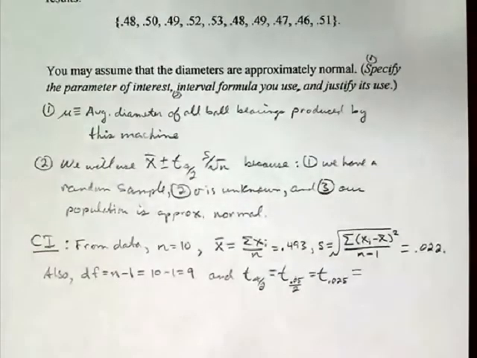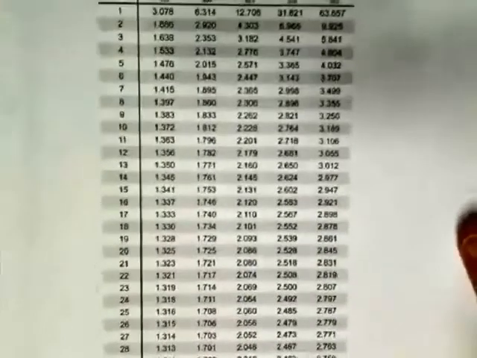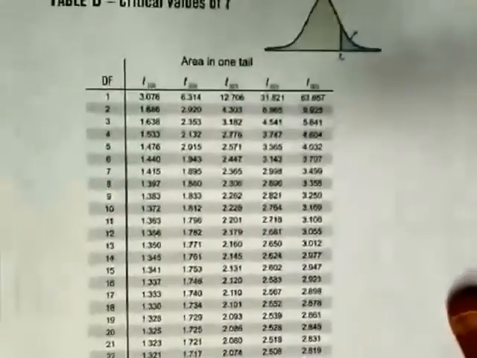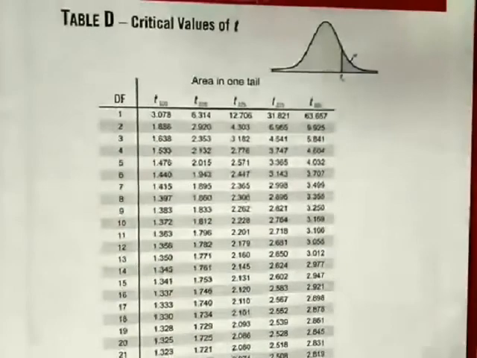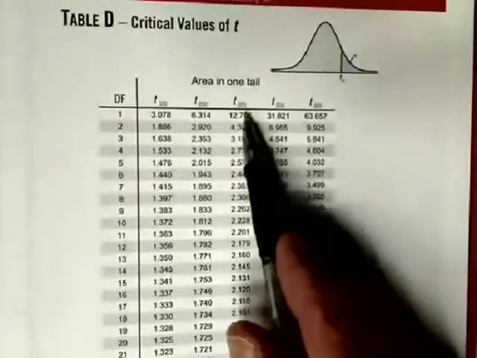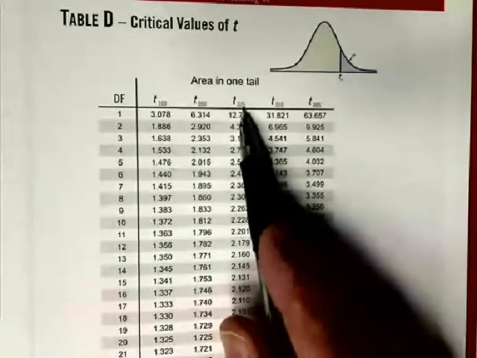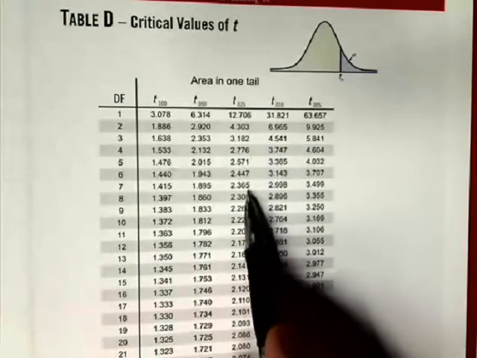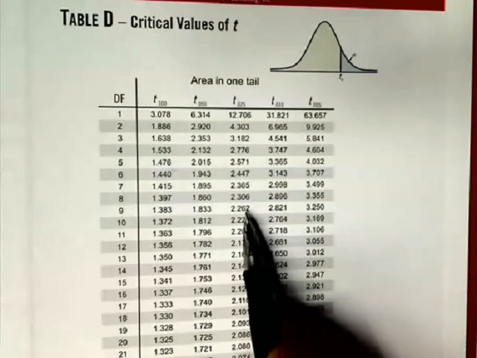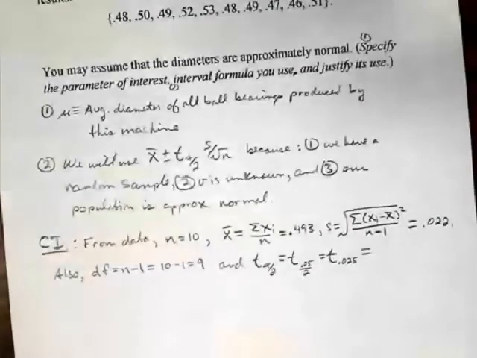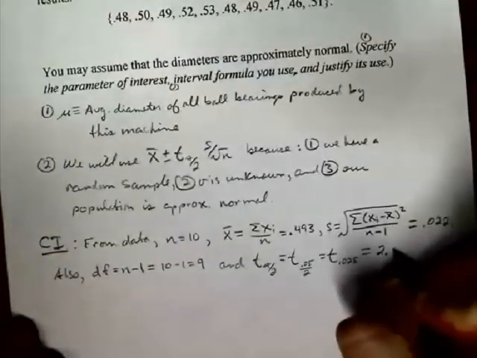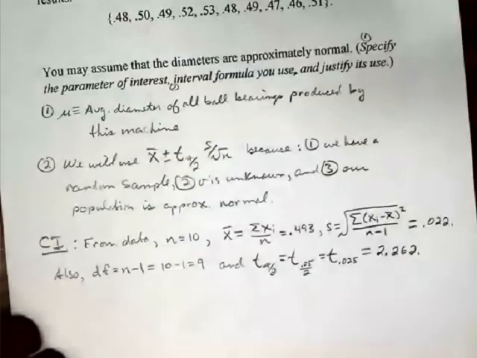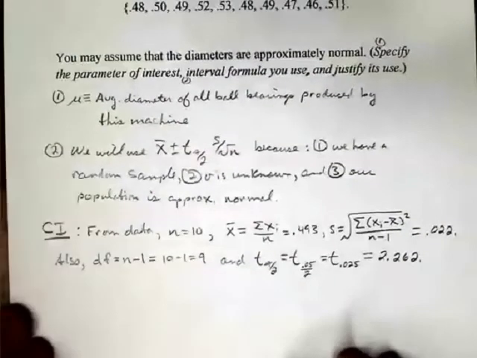Well, I'm going to have to use my t-table for that, and from the text here, the t-table, trying to get it on the camera. Hopefully it's coming up okay on your screen, but here's t sub 0.025, and with 9 degrees of freedom, the t critical value is 2.262. Okay, so 2.262 is my t value. Now the rest of the problem is really pretty straightforward.